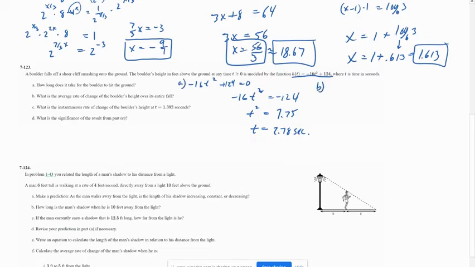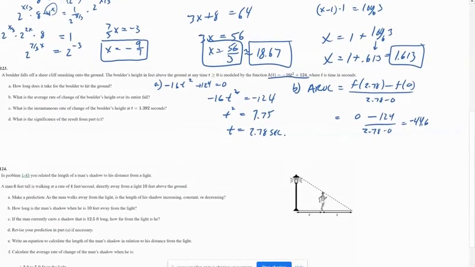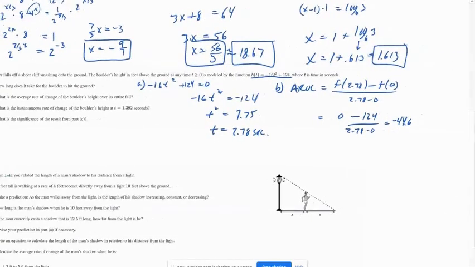Part B, what is the average rate of change of the boulder's height over its entire fall? So average rate of change is going to be f of 2.78 minus f of 0 over 2.78 minus 0. So the height at 2.78, we know the height there is 0. The initial height is 124. So we have negative 124 divided by 2.78. That is negative 44.6. And the units for that are in feet per second. Okay, so that's part B.